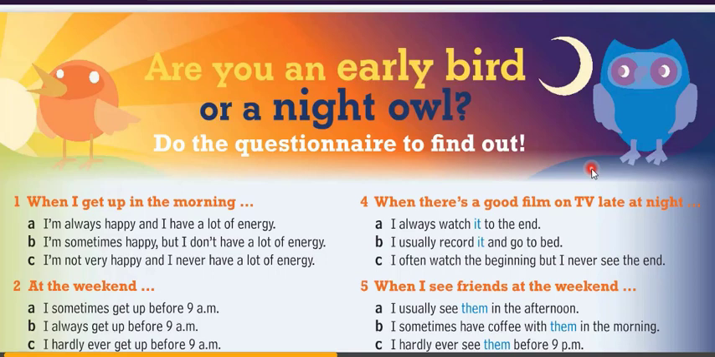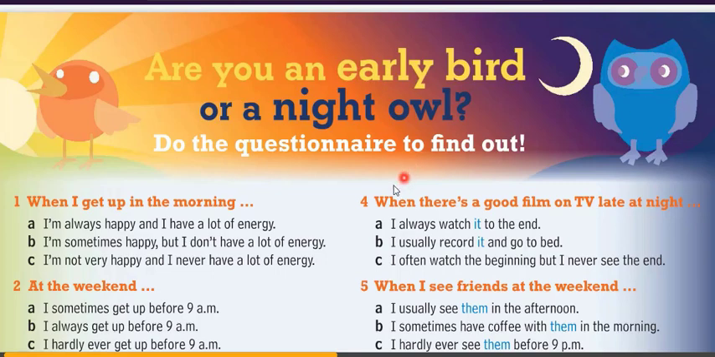And you can say, for example, if someone asks you to go to a concert with him, you can ask, what time does the concert finish? He will say maybe at 1 or 2. You can say, no, I'm sorry, I can't go, I am an early bird. So people understand that you sleep early and wake up early.